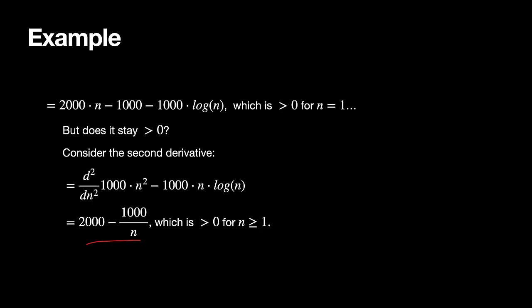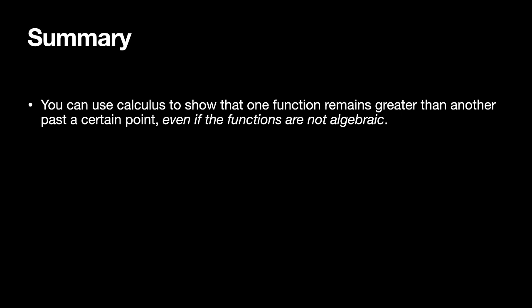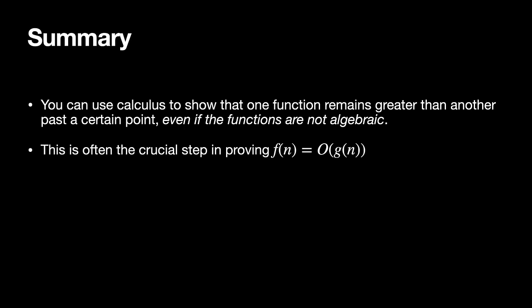Here's a quick summary of what we just experienced. You can use calculus to show that one function remains greater than another past a certain point, even if the functions aren't algebraic. What we just showed is that both the first and second derivatives were positive past our start point. That meant the difference between our two functions was increasing every place past our start point. Oftentimes that's going to be the crucial step in proving that one function is in the big O of another function.